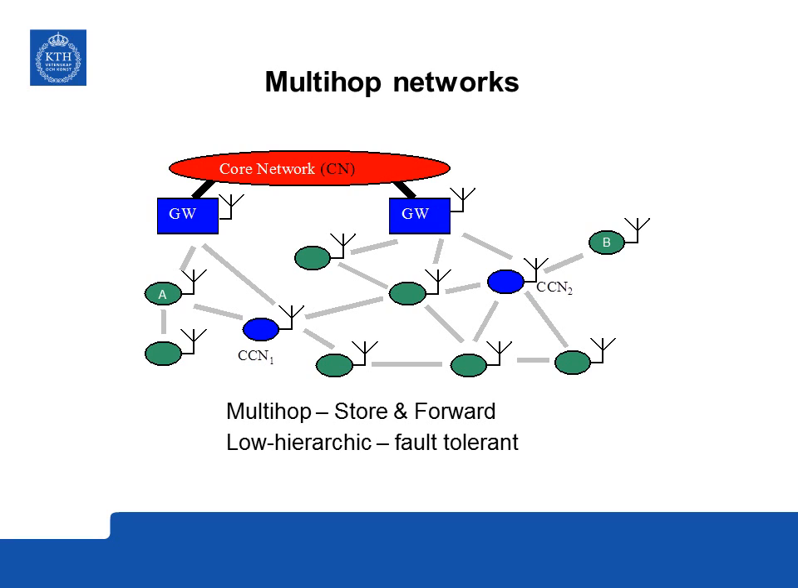Such a network is what we call a low hierarchical system, and it becomes fault tolerant, since if individual nodes fail, there may still be a different route that can take a packet from A to B.